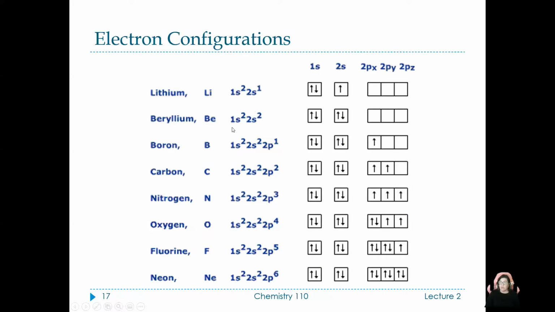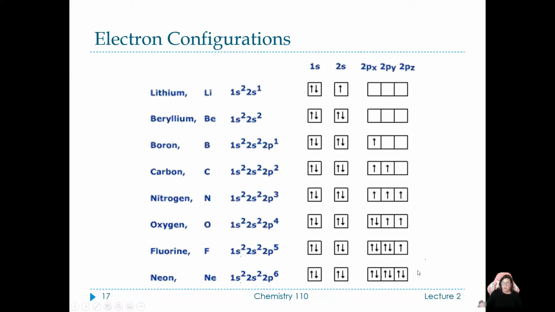Beryllium is 4. We have our 2s filled. Boron is number 5. So we have 1s2, 2s2, 2p1. Carbon is 6. 1s2, 2s2, 2p2. Nitrogen, again, 1s2, 2s2, 2p3. Oxygen, 1s2, 2s2, 2p4. Fluorine, 1s2, 2s2, 2p5. And neon, 1s2, 2s2, 2p6. Okay, so that's how that works.